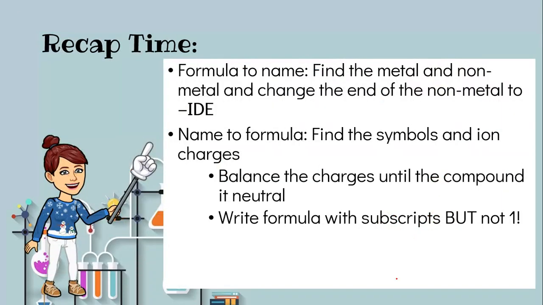All right, my friends, let's recap this. To go from the formula to the name, you find the metal and the non-metal. Name the metal, and change the end of the non-metal to IDE. Look for that second vowel. To go from the name to the formula, you've got to find the symbols and the ion charges. Remember, you balance the ion charges until the compound is neutral. You cannot change the ion charge. Okay, you write the formula with the subscripts, but not the one.